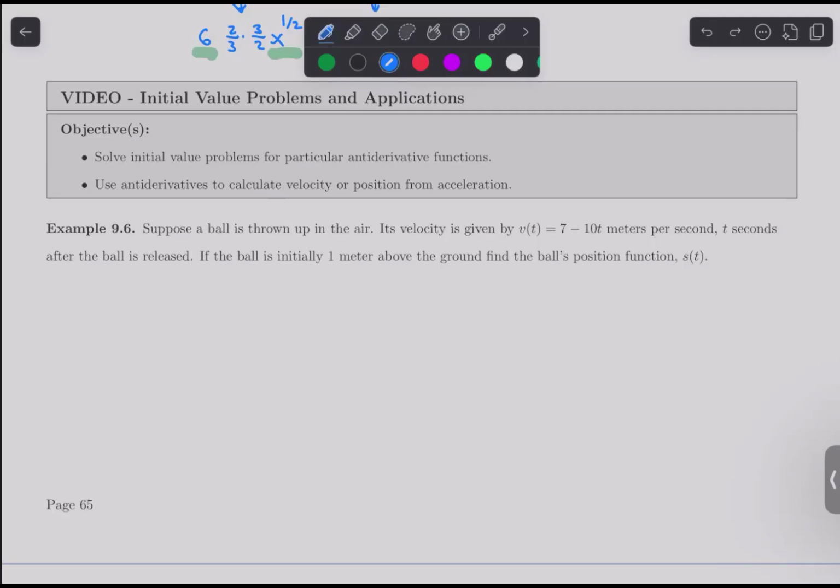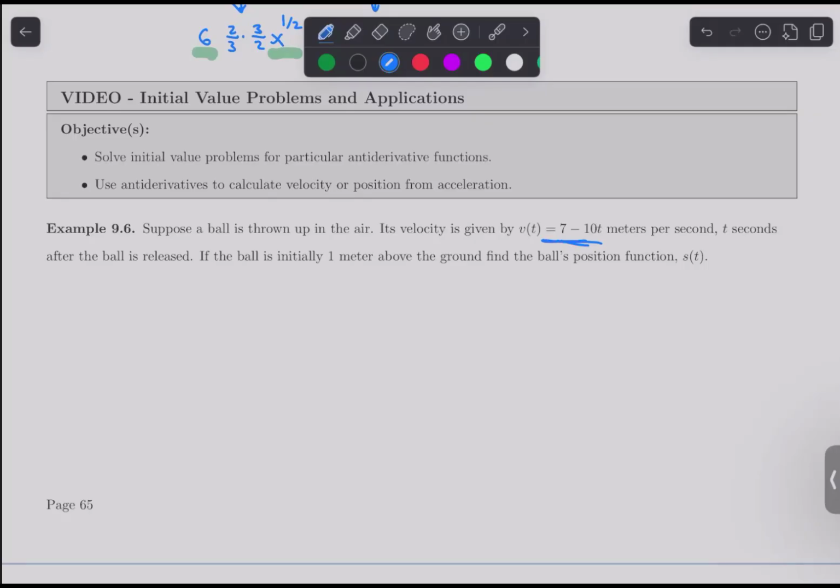And to that end, why don't we get started with our first example, a nice little example. We have a ball that we're throwing up in the air. Its velocity is given by 7 minus 10t meters per second, t seconds after the ball is released. So we have some velocity function there. If the ball is initially 1 meter above the ground, find the ball's position s of t.